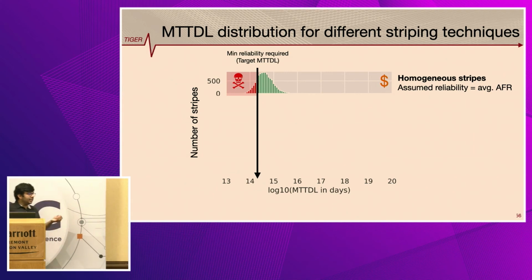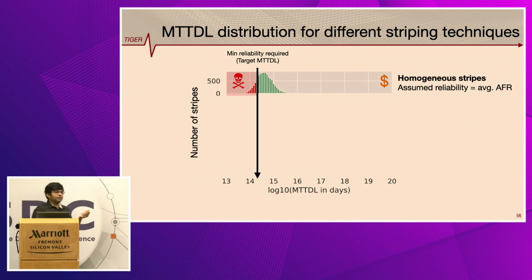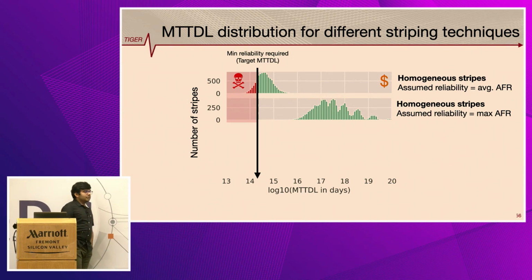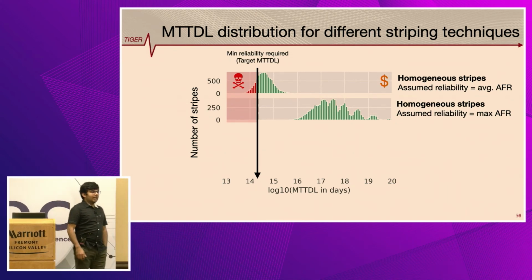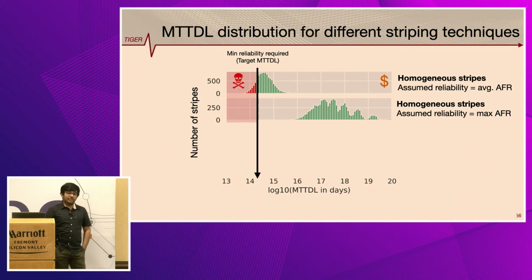In the original case where you assume the same reliability for all disks, and in fact you assume that all disks have the same average AFR, there is a chunk of stripes that are under-reliable, which do not meet your reliability target. More often than not, operators assume the same reliability level to be the max AFR that is observed, which is when all your stripes are reliable, but they are in fact excessively reliable, which is costly.